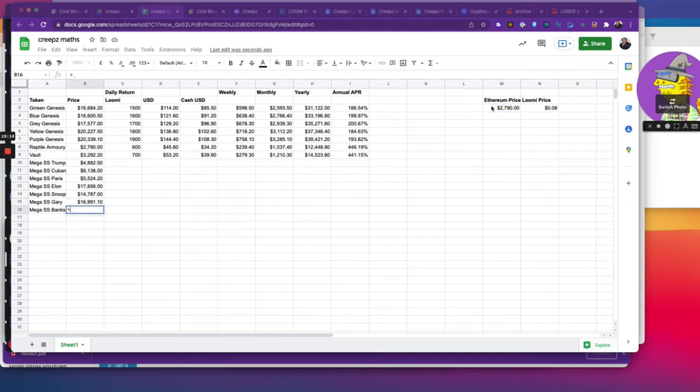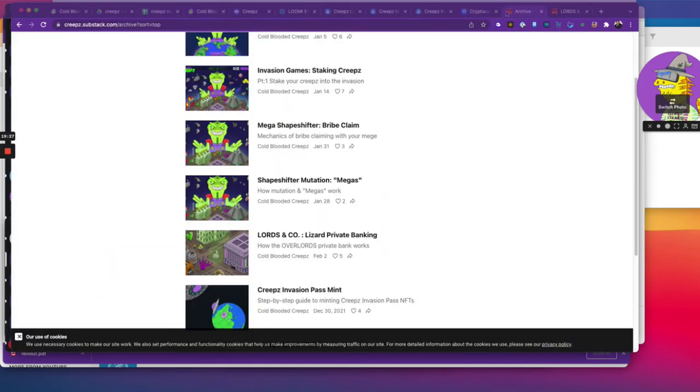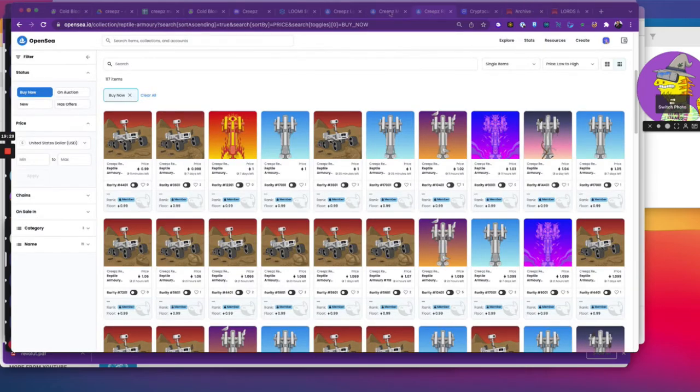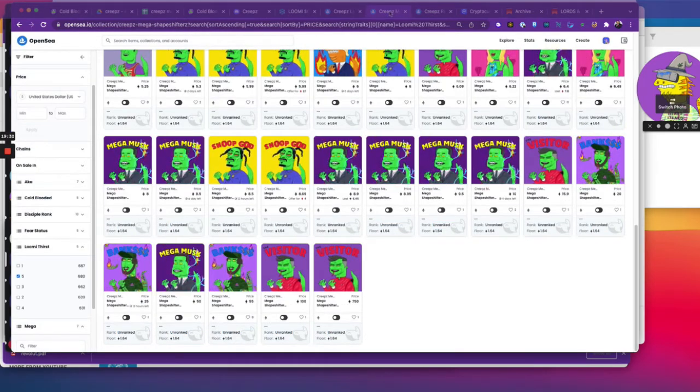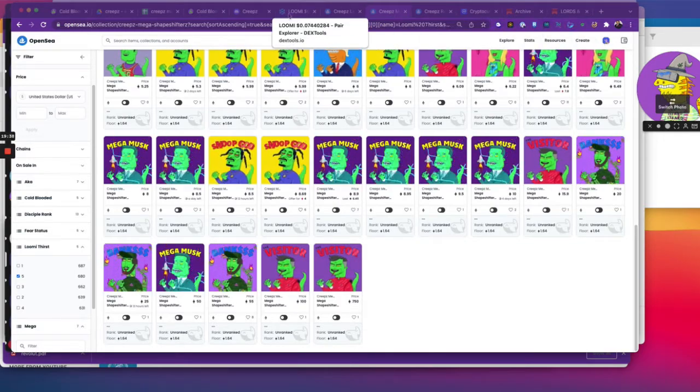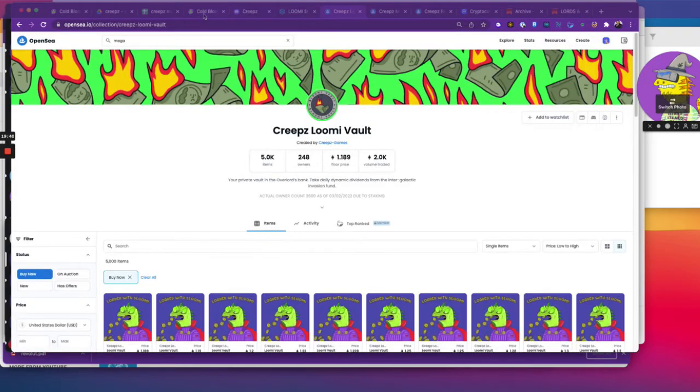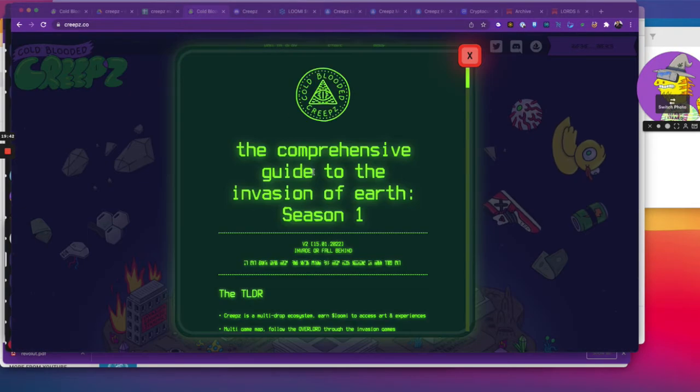Equals to this. Right, okay, so that's our megas. Now, a megas would cost around, let's have a look. So, megas. Let's look at the returns we can expect to get according to their website.